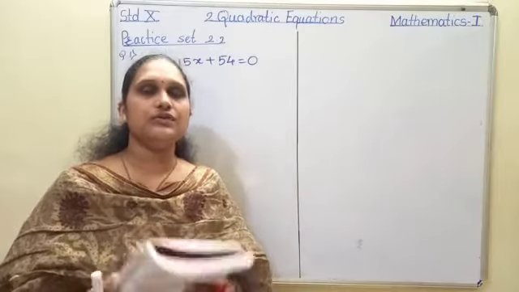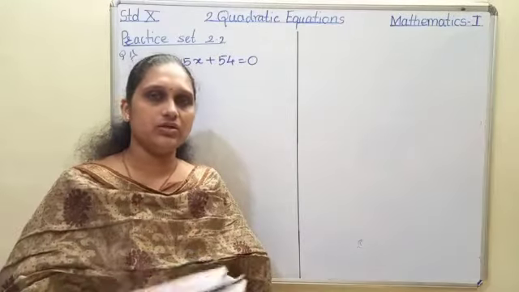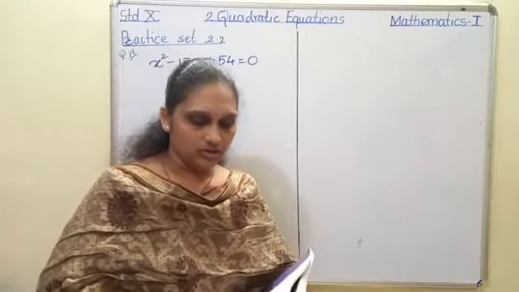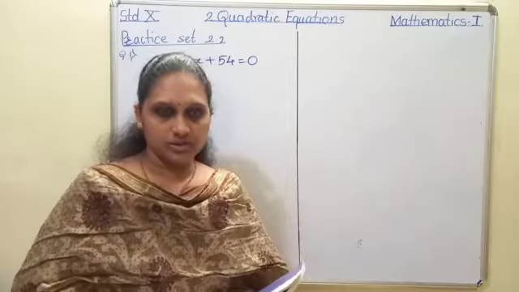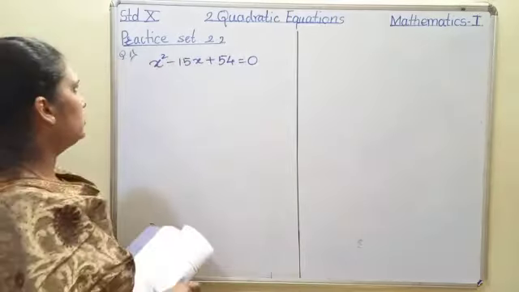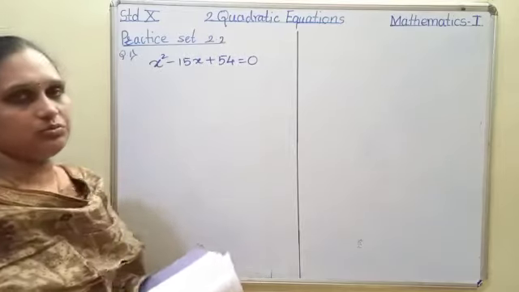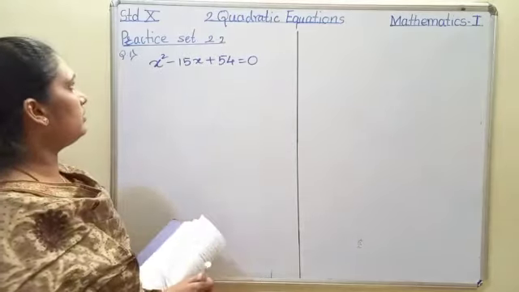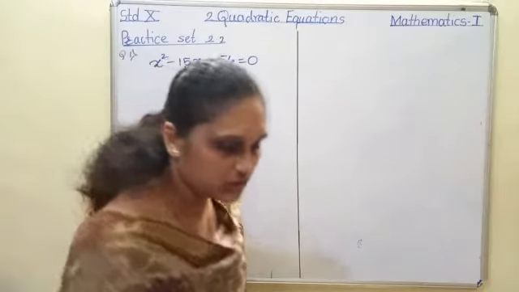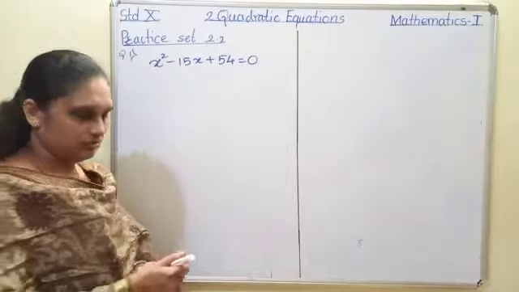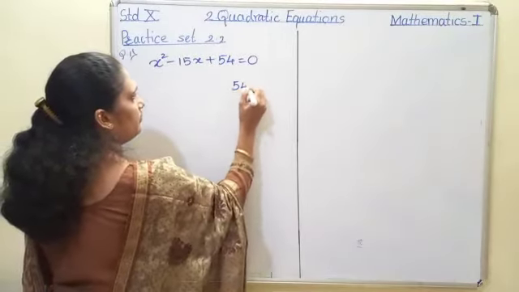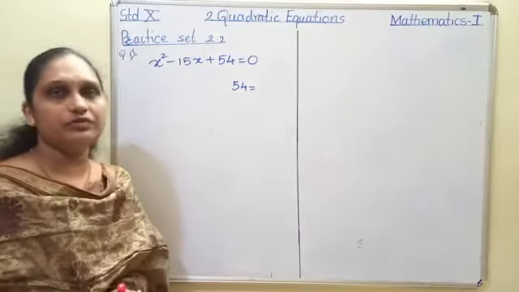So students, this factorization method we have studied already in 8th standard and 9th standard. So here, one more time we'll take a revision. Now how to solve this by the factorization method? The sum is given, practice set 2.2. First one is given: x square minus 15x plus 54. Now to solve this, what we have to do is find the factors of 54.